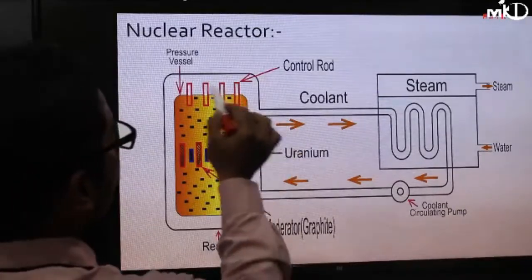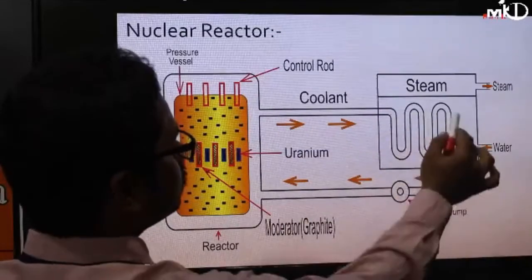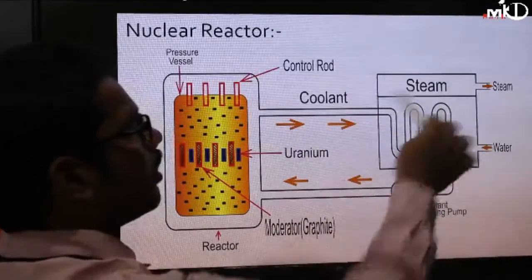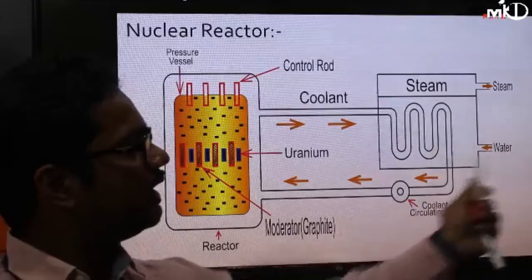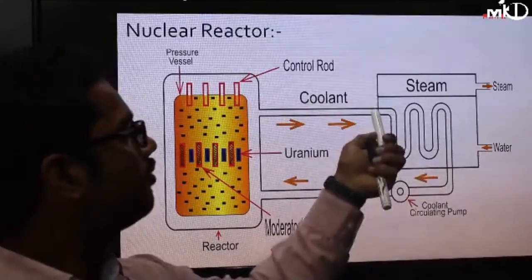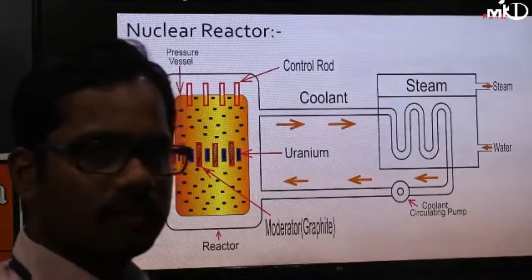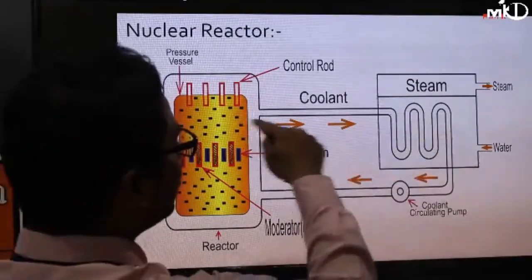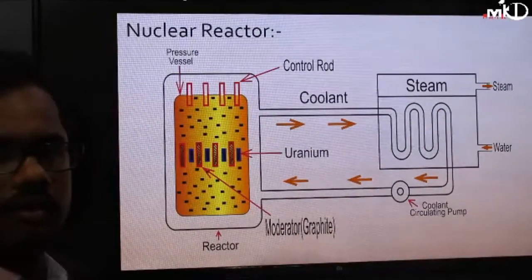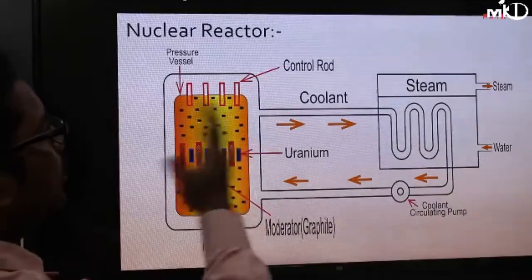Now whatever heat is produced, that heat flows in this way. Whenever the heat flows, it will come to another chamber where water is present. The water inlet is there, the water gets heated, and finally you are getting output steam. Then steam is for our useful process, for useful work. After that, the coolant will flow back to the reactor, and again it will be heated by the reaction.